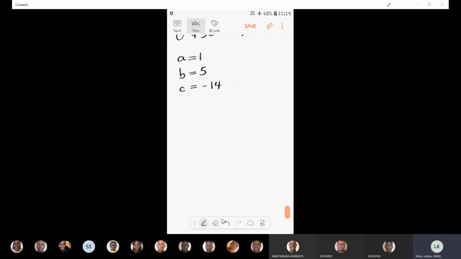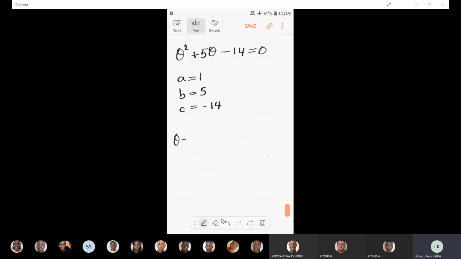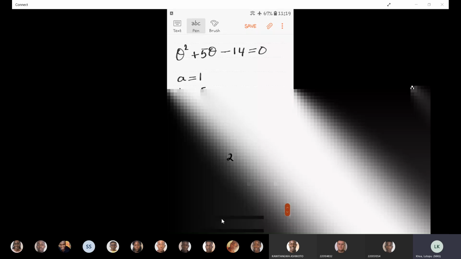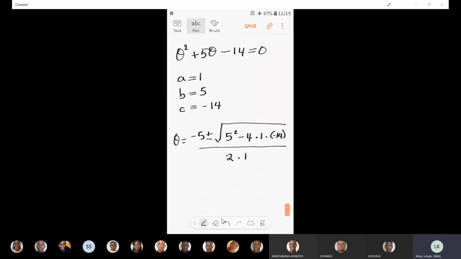Okay, then substitute them into the equation. Remember, we're solving for theta, so I must see theta is equal to negative b, which is negative 5, plus or minus the square root b squared, which is 5 squared, minus 4 times a, which is 1, times c, which is negative 14. And then this is all being divided by 2 times a.